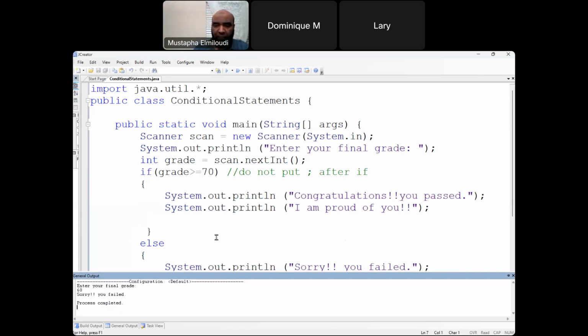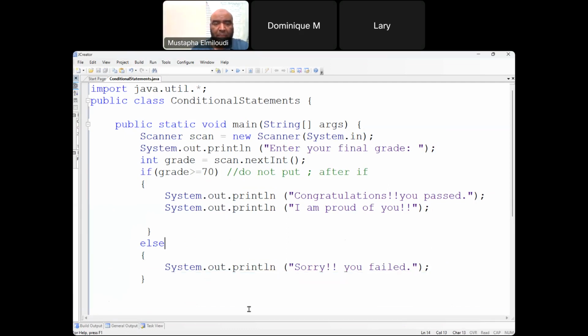Okay, everybody got this? Okay, so please keep in mind, even if you have one line, make it a habit that you use braces all the time. Okay, any questions about if else?